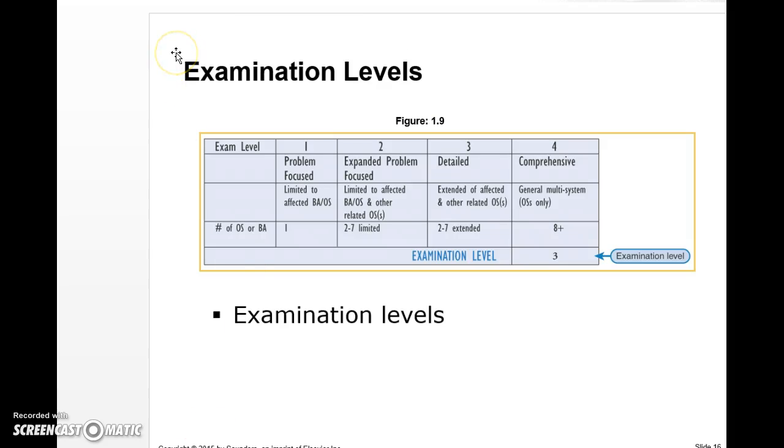So examination levels right over here. Problem focus contains 1 body area or organ system limited to the affected area. An expanded problem focus contains 2 to 7. A detailed would be 2 to 7 body areas or organ systems, all right, that are related to the chief complaint.